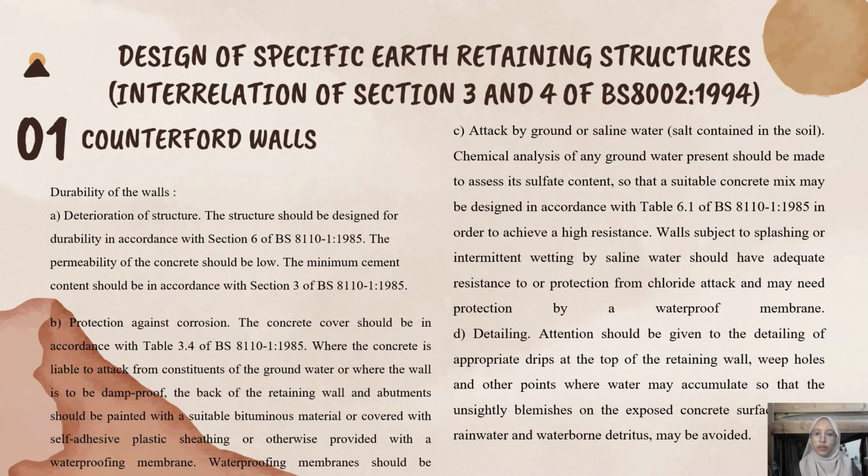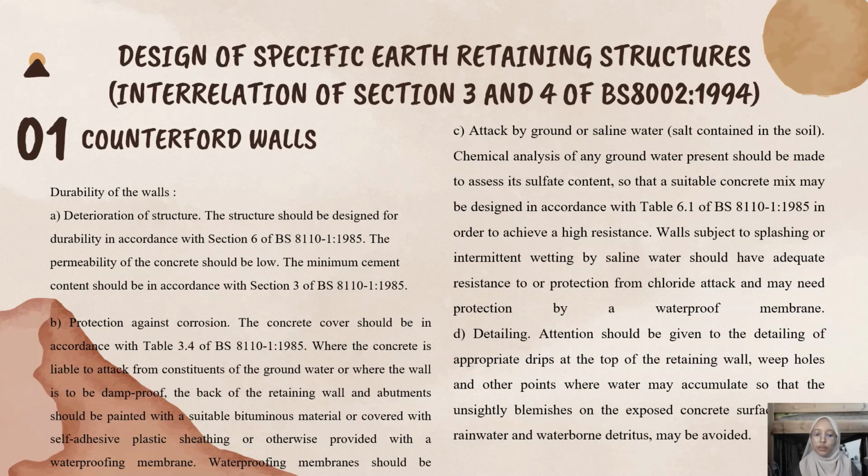As for the C part, which is attack by ground or saline water, chemical analysis of any groundwater present should be made to assess its sulfate content so that a suitable concrete mix may be designed in accordance with Table 6.1 of BS 8110/1985 in order to achieve a high resistance.